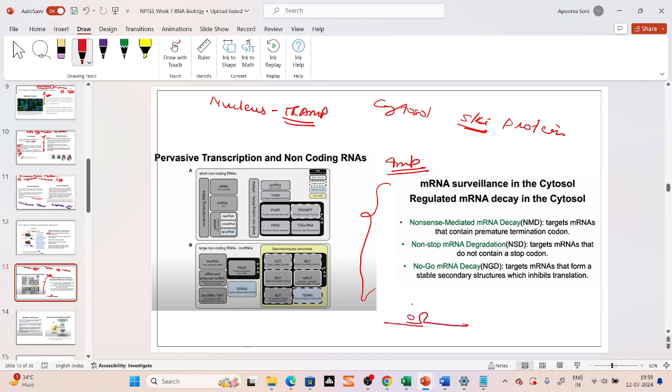So, if this is your ribosome, this ribosome is not able to move forward because of the secondary structure. So it is not able to move, not able to go. This is no-go.